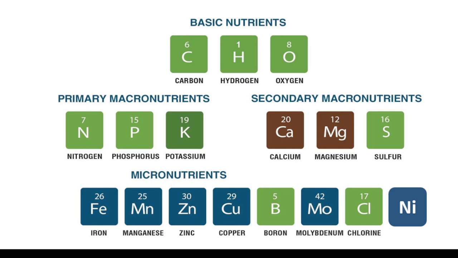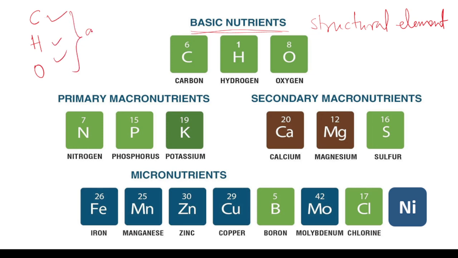Which are they? They are these 17. They are categorized into some basic nutrients. Basic nutrient means a structural element, because the plant needs a basic plant structure. We know the basic plant structure is made up of carbon, hydrogen, and oxygen. Okay, clear? This is the basic structure. These three make up about 95 to 99% of the plant. Okay, carbon, hydrogen, and oxygen.